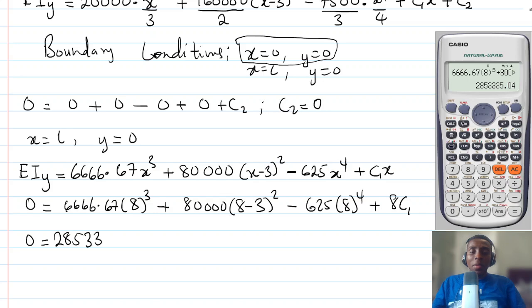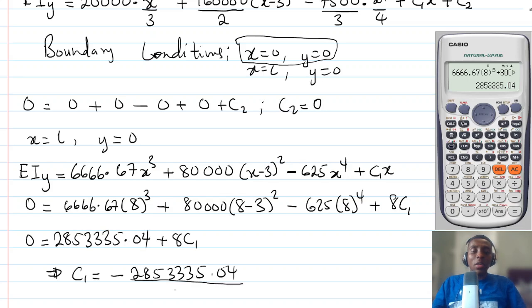So we have 285,335.04 plus what? 8c1. So at this juncture, I expect you to know how to do this. So c1 will be minus what? 285,335.04 all divided by what? 8. So that is c1. So if you divide this by 8, but I don't recommend you to be using answer because you may not know what is at the variable answer, but I assume that we all know the answer already.